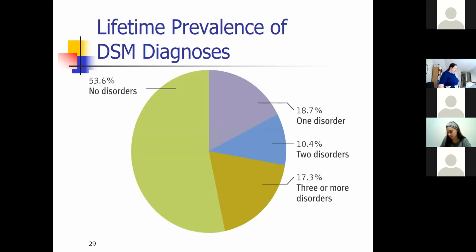So these are the lifetime prevalence of DSM diagnoses. You'll see a little over half the population is never going to have a diagnosis. But then pretty consistently, people will be diagnosed with at least one, or three or more disorders. So it's not uncommon for people to have more than one diagnosis.